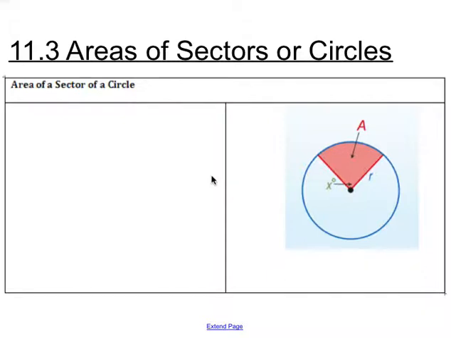Today we're going to be doing Unit 8, Notes 4. We're going to be talking about areas of sectors and circles. Previously we learned about how to find the area of a circle. Now we're just going to learn how to find just a portion of a circle.